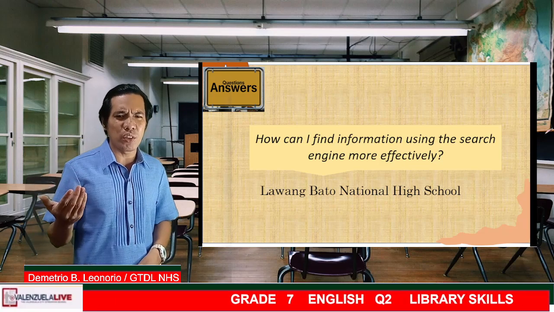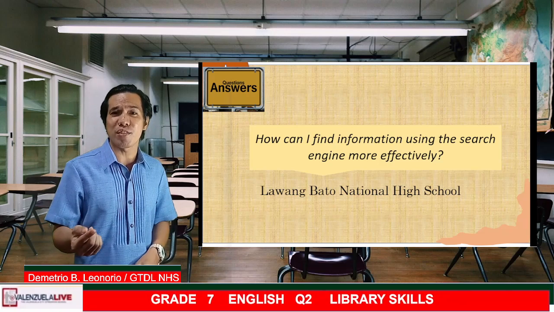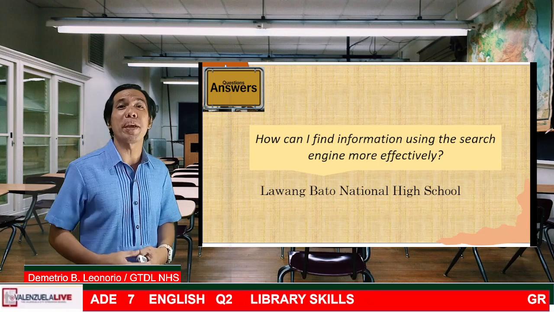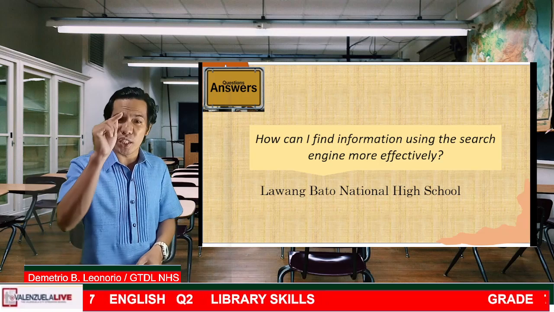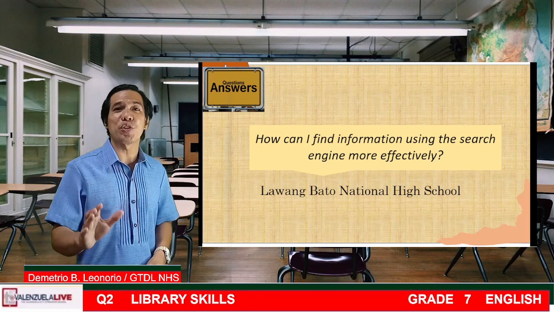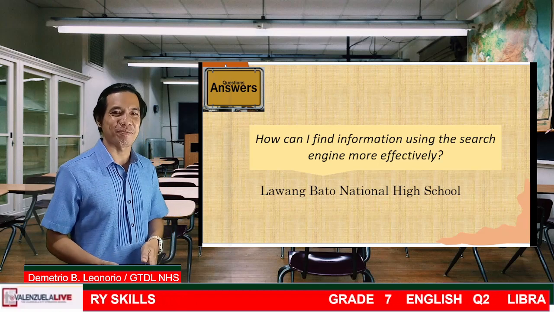Think of a keyword or keywords that are not too specific nor too broad for the information you are looking for. Once you have the right keyword or keywords, you need to apply your skimming and scanning reading skills.